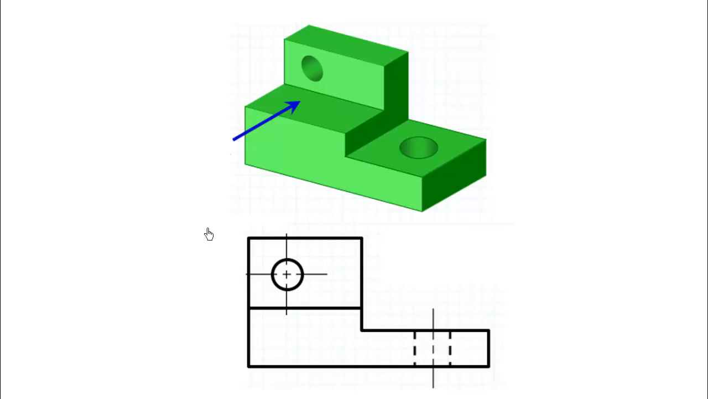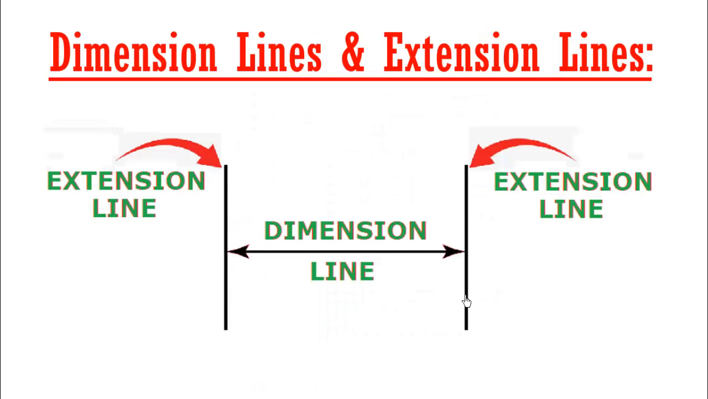Here we'll take the previous example itself. From this view you have one circle. To show the circle, the designer has used this center line, one big line, then one small line, then big line. Similarly here also, the designer has shown the center of this hole with the center line. Now dimension lines and extensions.